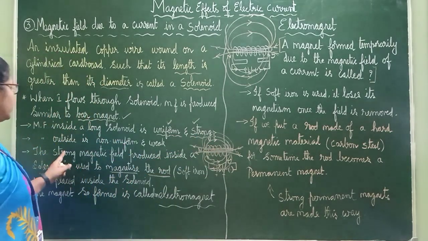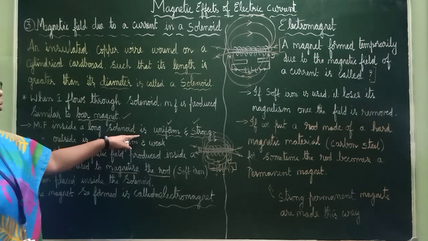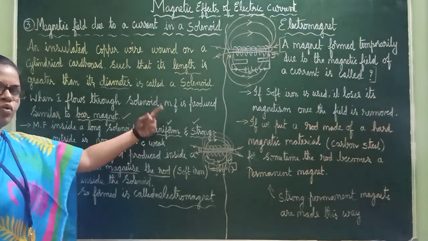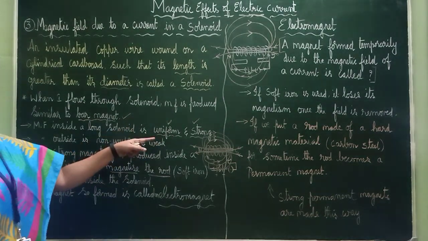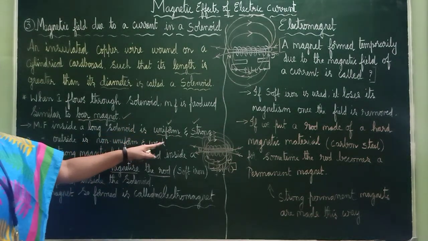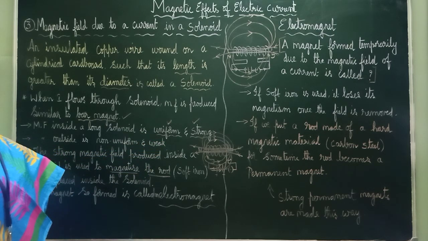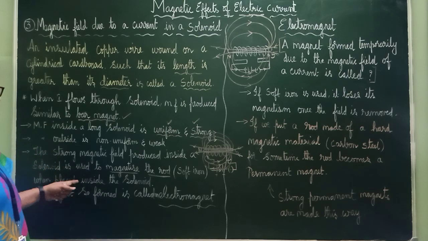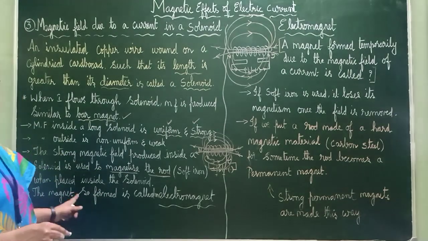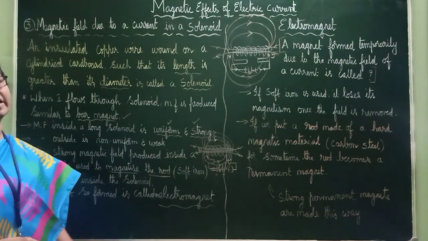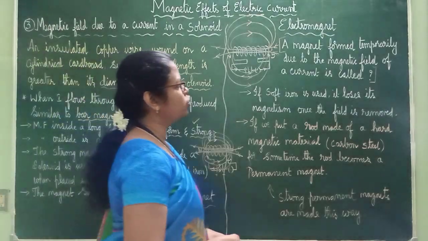And three important points here: the magnetic field which is produced inside a long solenoid is uniform and strong. Outside it will be non-uniform and weak. And inside it is uniform and strong. Now, this can be used for what? To magnetize soft iron. So the iron which is used to magnetize, that is called as electromagnet. What is electromagnet? We will see what is electromagnet.